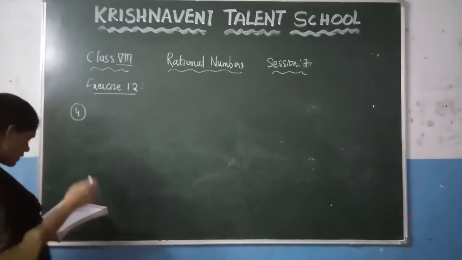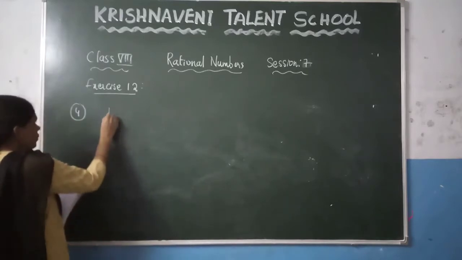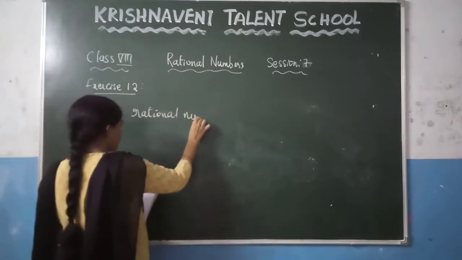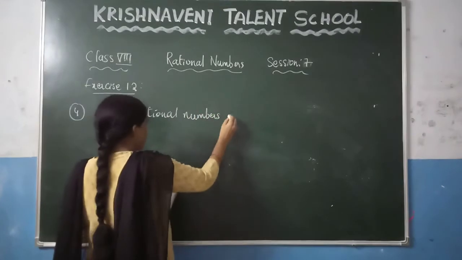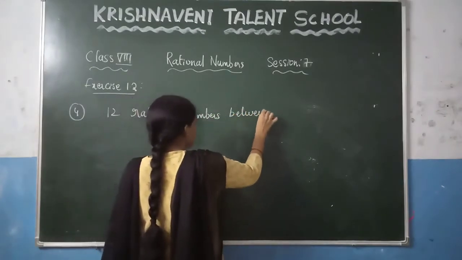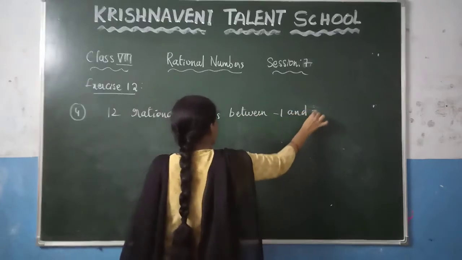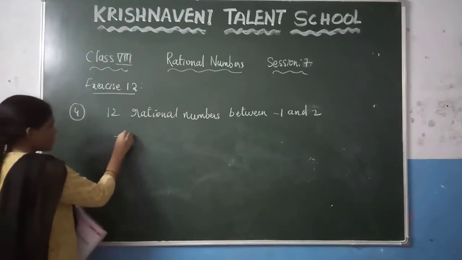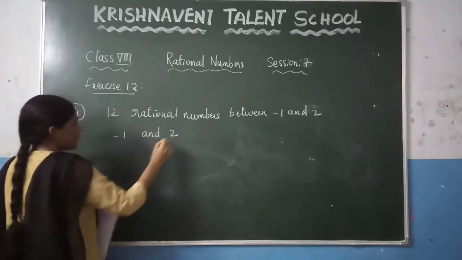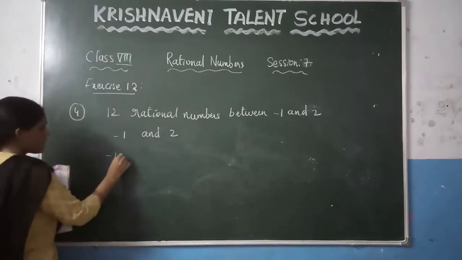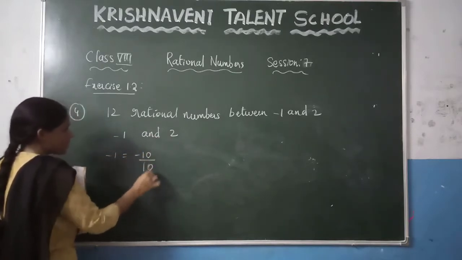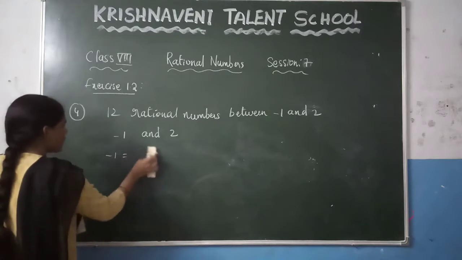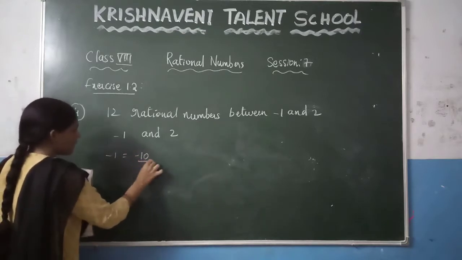In the fourth question they ask, find 12 rational numbers between minus 1 and 2. Let us take the numbers. What are the numbers given? Minus 1 and 2. We can write minus 1 as minus 10 by 10, because if these two get cancelled, you will get minus 1 by 1, which is nothing but minus 1. So we can write this one as minus 10 by 10.